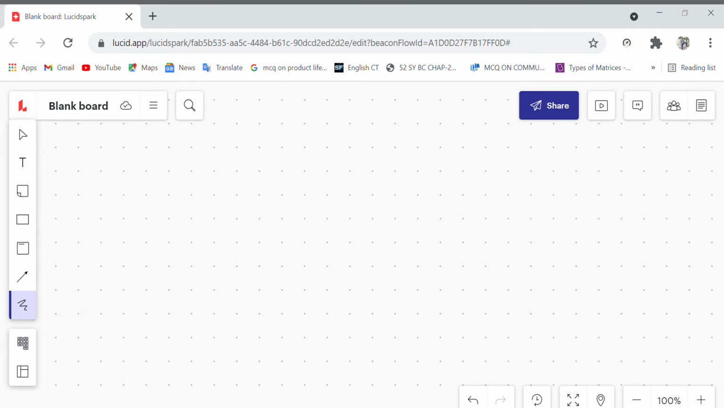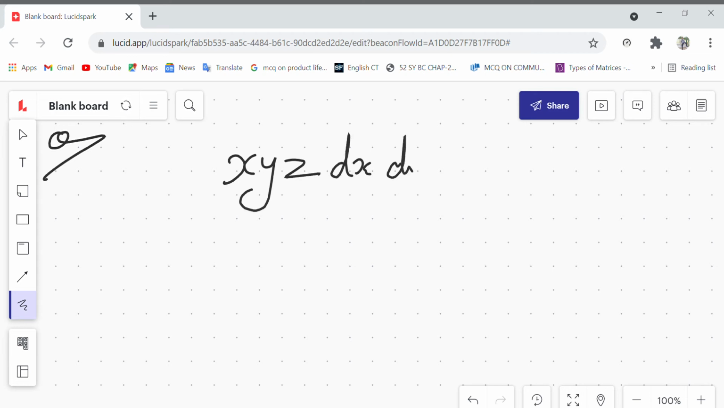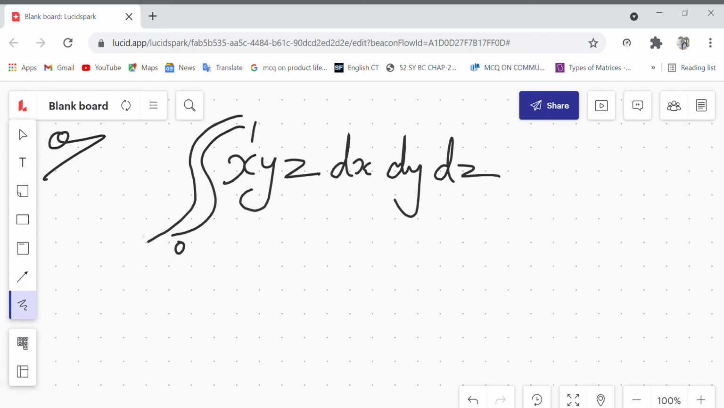So the first question is x, y, z dx dy dz. First integration is 0 to 1. Second integration is 0 to 2. Third integration is 0 to 3. Done. This is the question.